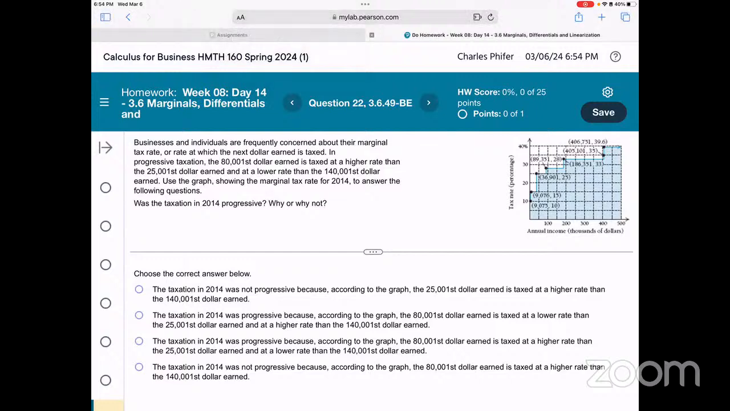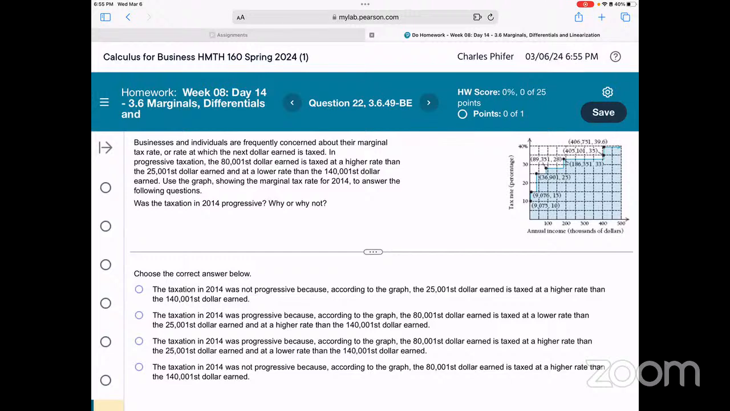Use the graph shown on the right to answer the question. What was the taxation? Was it progressive or not? Let me see. It looks like it would be a yes. In progressive taxation, that dollar is higher than the 25th, but lower than the 140th? Yeah, and it is, right?